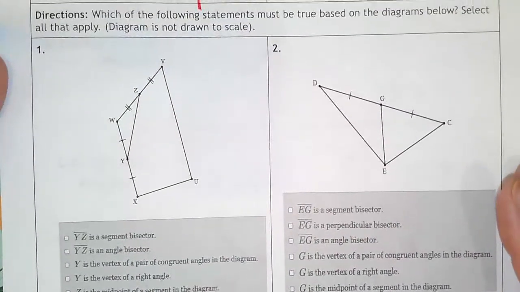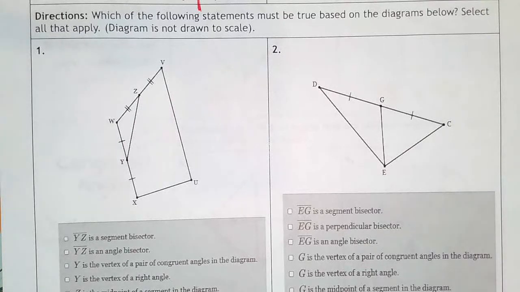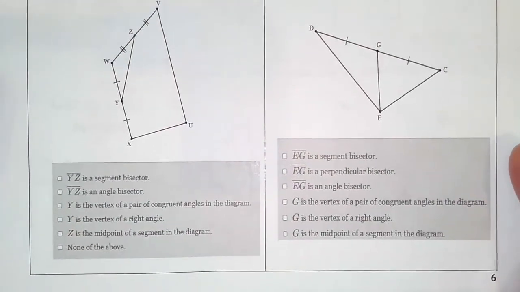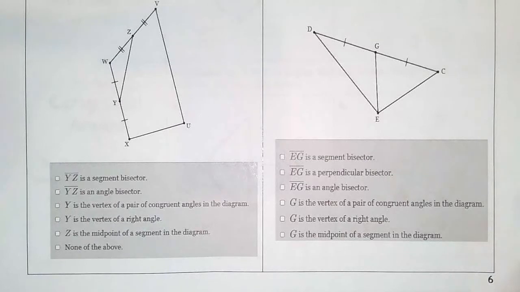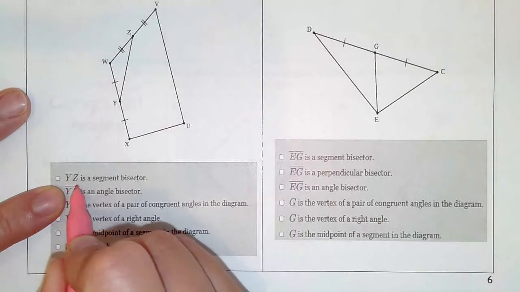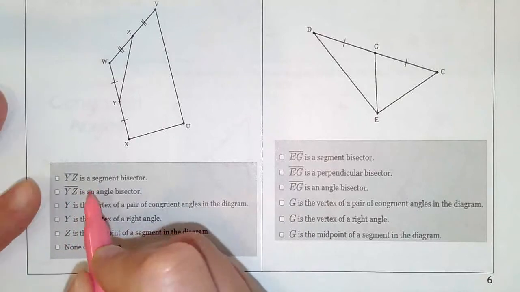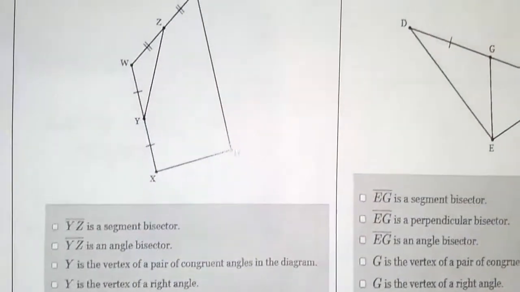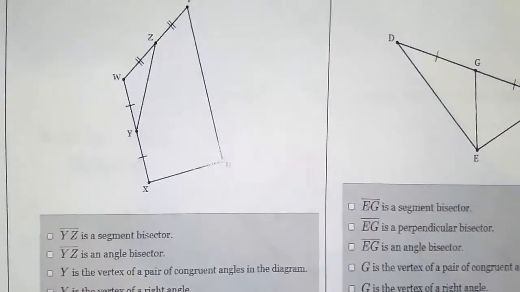Directions: say which of the following statements must be true based on the diagrams below. Select all that apply. And don't focus too much on the diagram being drawn to scale. Just look at the symbols. Our first statement is that line YZ is a segment bisector. I think I'm going to zoom in so I can look at one picture at a time. Maybe not so much.